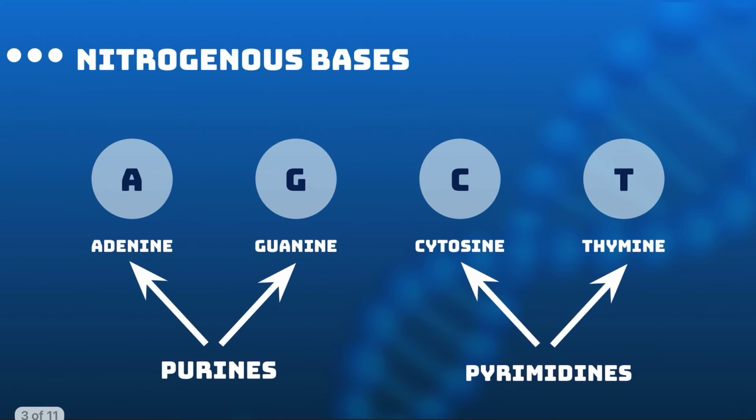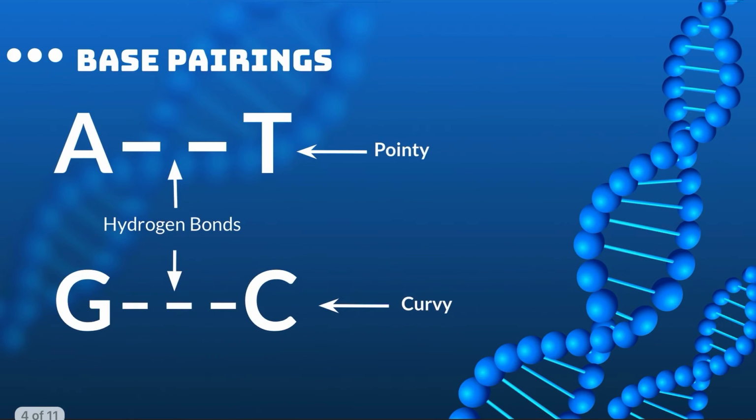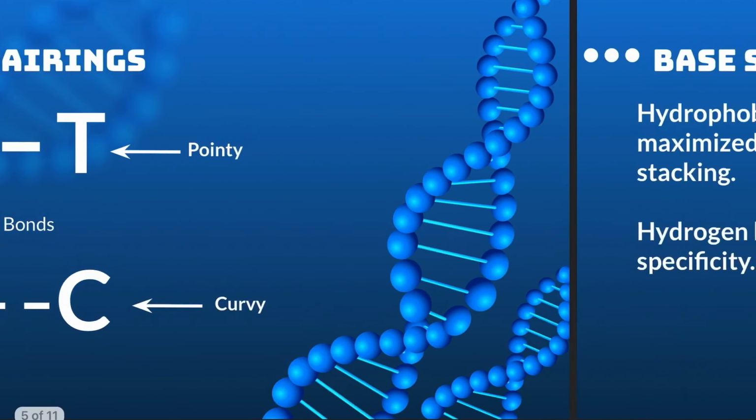There are 4 types of nitrogenous bases. There's adenine, guanine, cytosine, and thymine. Adenines and guanines are purines, having double ring structures, while thymines and cytosines are pyrimidines, having single ring structures. Adenine binds to thymine, while cytosine binds to guanine. A good way to remember this is that A and T are pointy letters, and C and G are curvy or circular letters. Adenine binds to thymine using 2 hydrogen bonds, while guanine binds to cytosine using 3 hydrogen bonds.